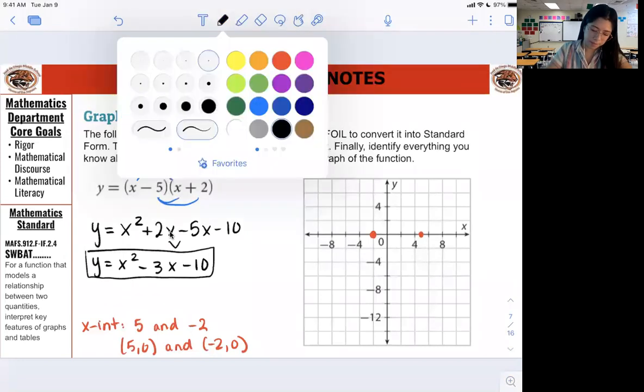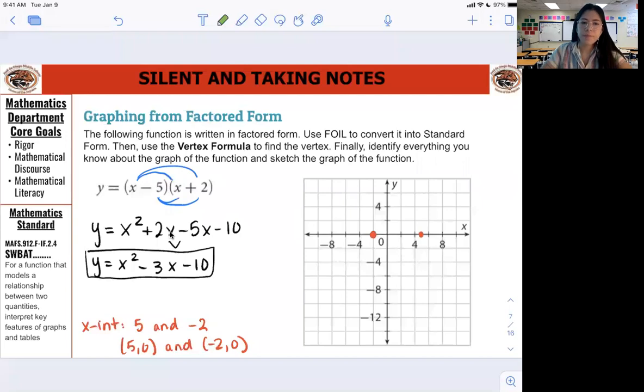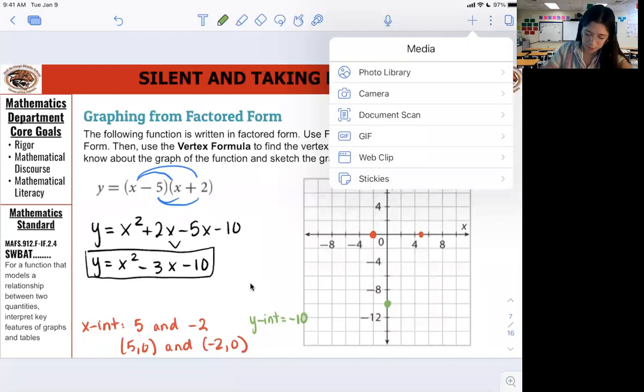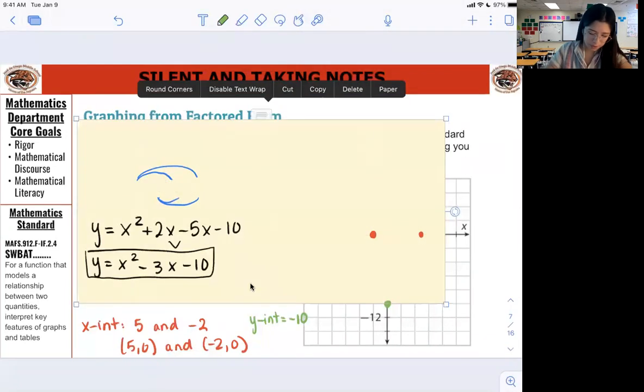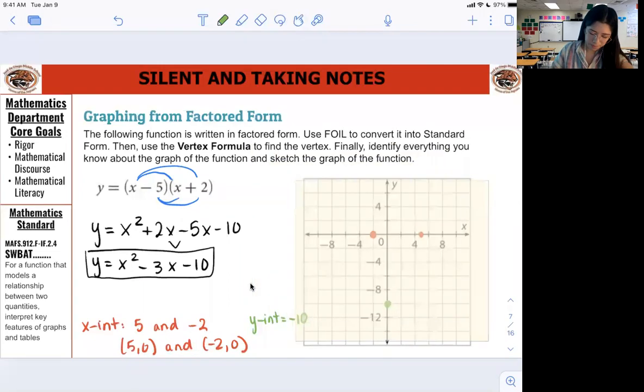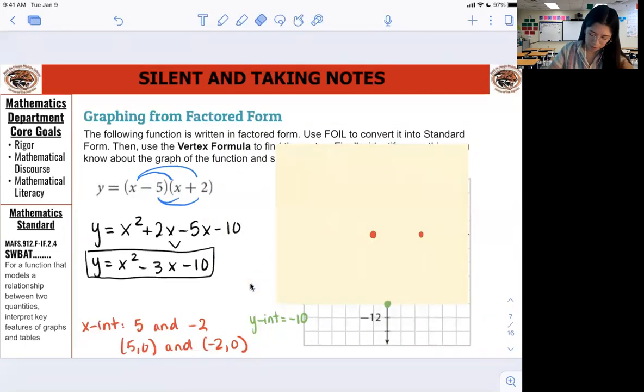Okay, so now I have a little bit more info. What else do I know now? The y-intercept. Yeah, I know that the y-intercept is negative 10. So I'm going to put that as well. So I'm a little closer to my final answer, but I still need the vertex. So we're going to use the vertex formula. So I have my standard form, and let me actually put a little sticky note so that I have room. All right, vertex formula.